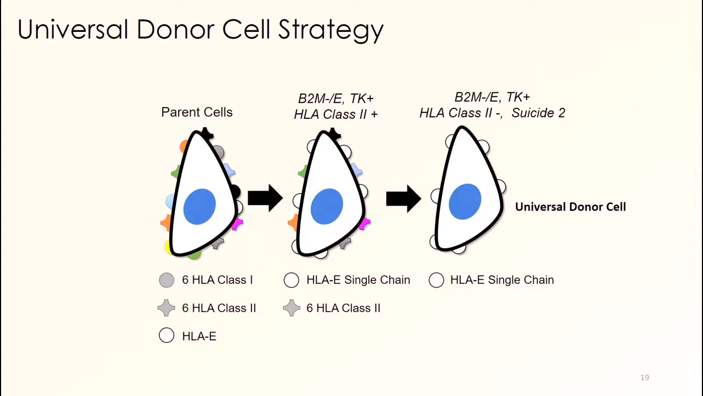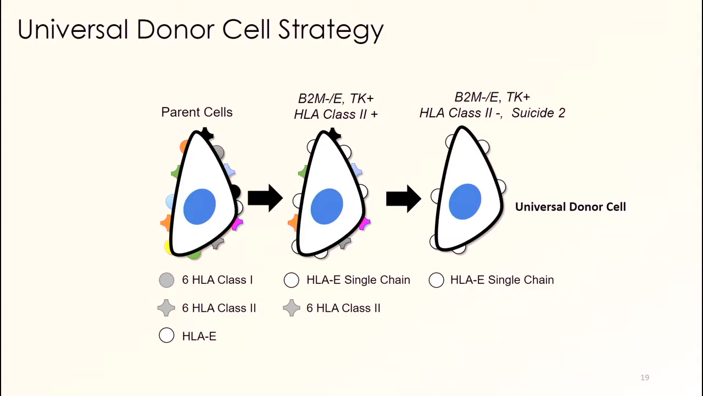And at the same time, I didn't highlight it, but we're also putting in suicide genes. In this case, we put in a thymidine kinase gene. We think that's important, as I'll mention in a minute. We want to be able to get rid of these cells if they go bad. And then on class 2, we would knock out both alleles of RFXANK, and also be able to put in additional suicide genes at the same time. And this would give us what we call a universal donor cell that only expresses HLA-E as its sole class 1 or class 2 HLA molecule.